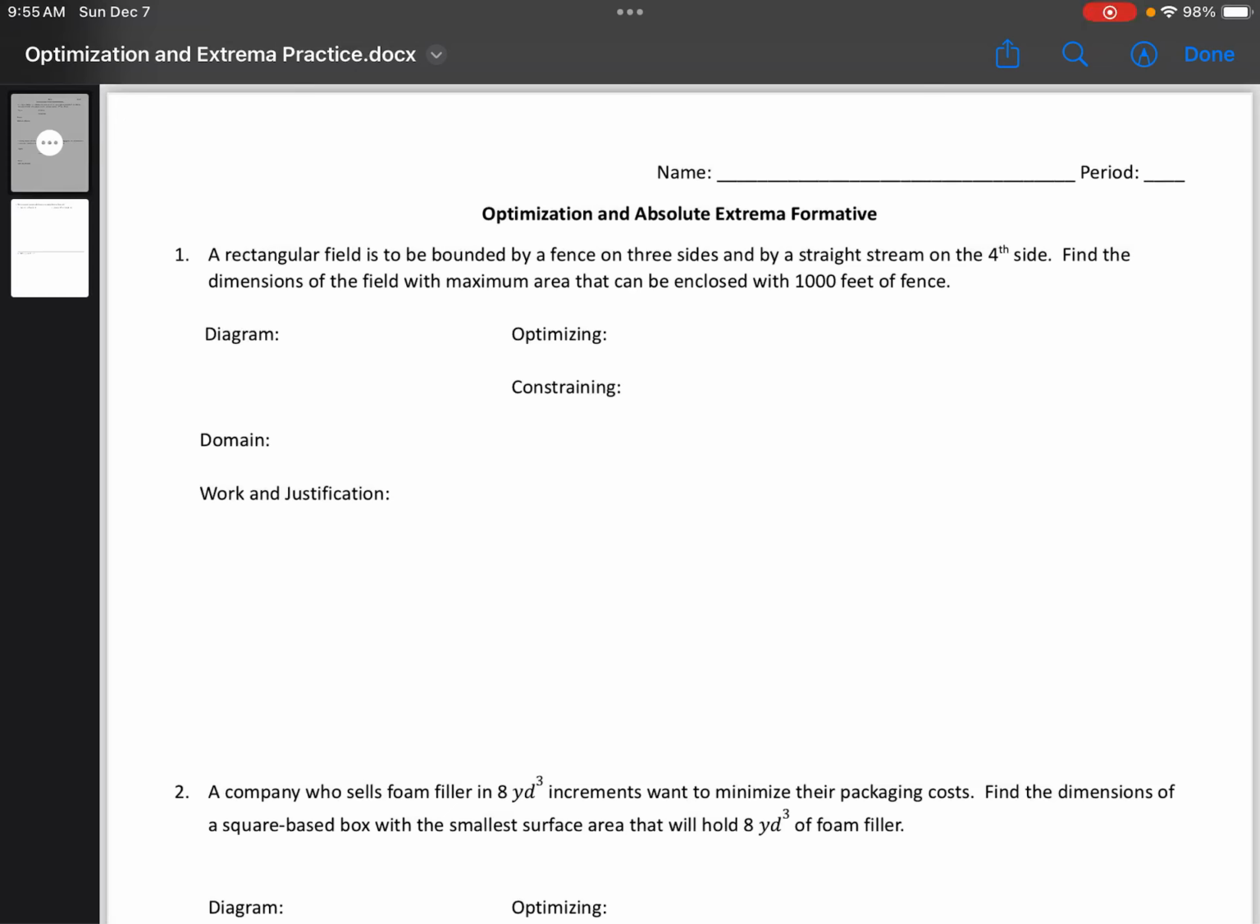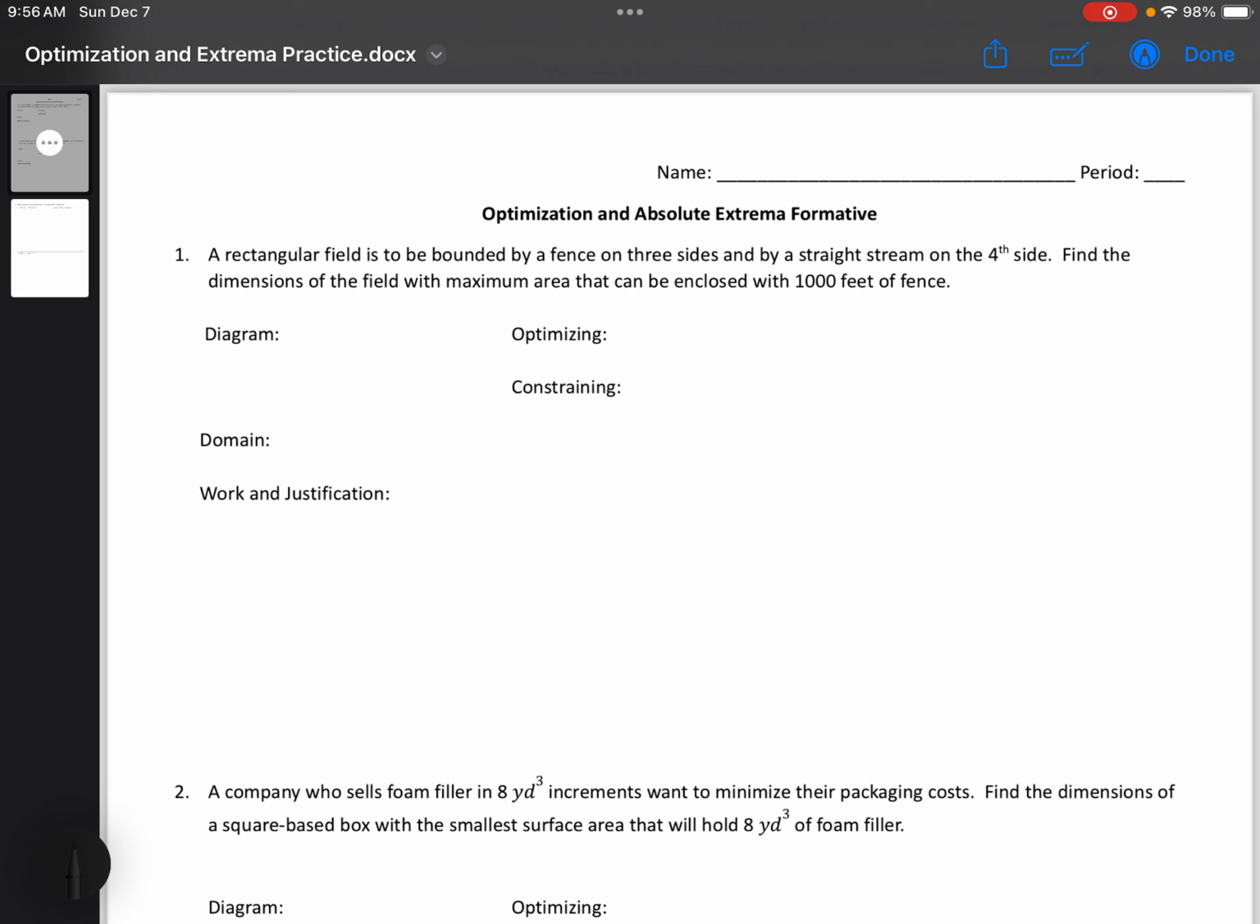Hello and welcome. Today we're going to be going over optimization and absolute extrema, which we've done in past classes, but in particular I'm going to be going over how to find the domain in these optimizing and absolute extrema questions. I know that these can be very tricky, but it's going to lead to correct answers and more points if you figure out how to do it correctly.